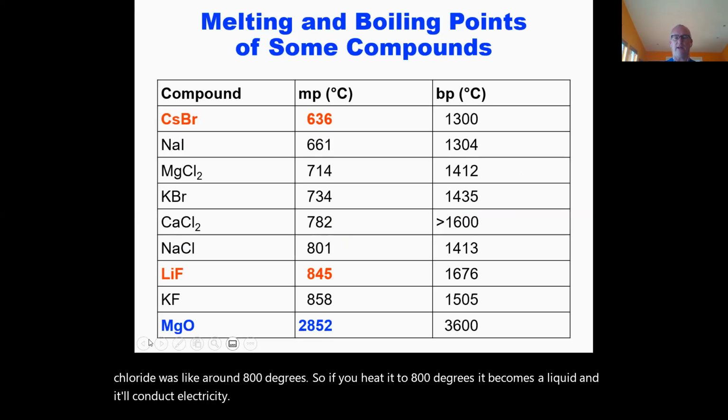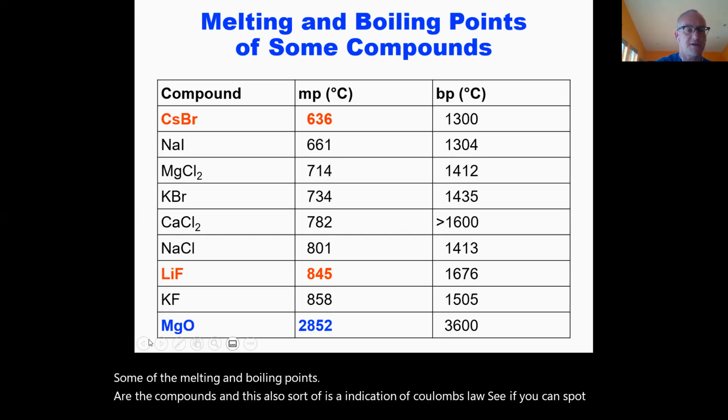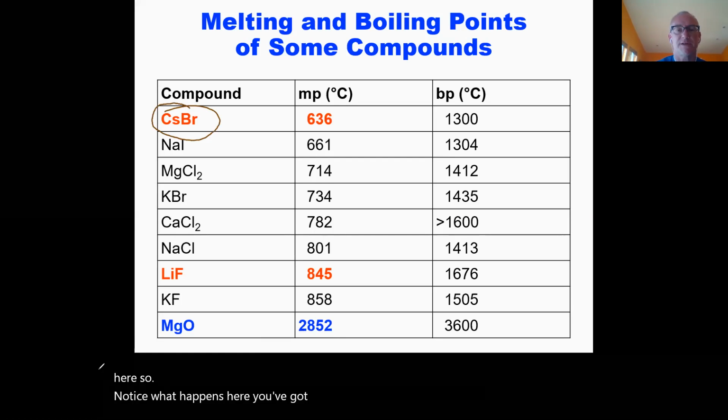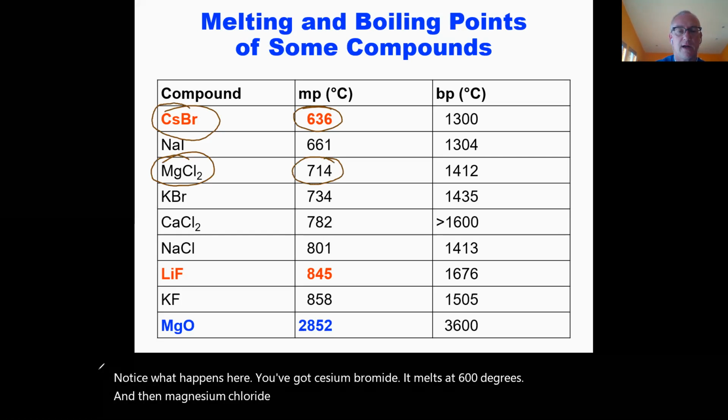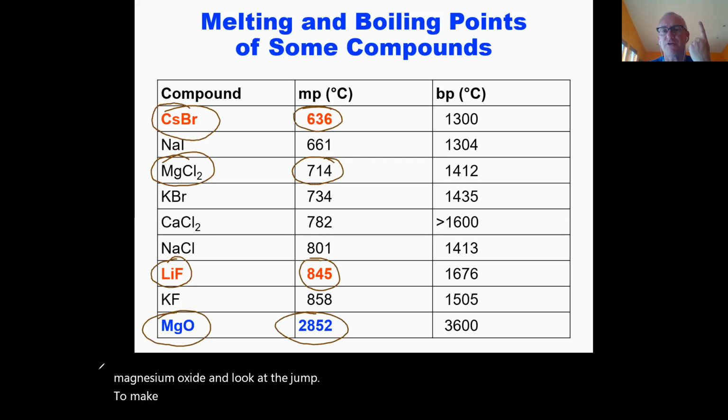Here's some of the melting and boiling points of the compounds. And this also sort of is an indication of Coulomb's law. See if you can spot it here. So notice what happens. Here you've got cesium bromide that melts at 600 degrees, and then magnesium chloride, it melts at 714, and lithium fluoride, then we get to magnesium oxide, and look at the jump. The melting point jumps by 2,000 degrees.